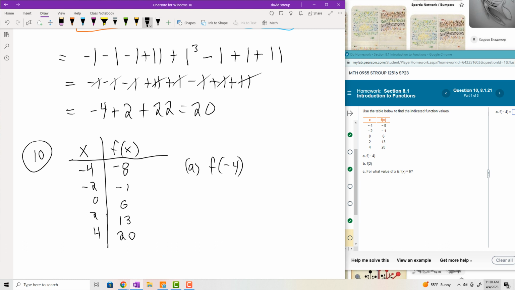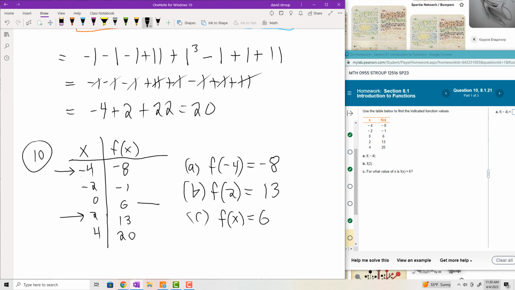So f of negative 4 is from this row here. So the output for negative 4 is negative 8. You just look under the f of x column. Okay. So the output for f of 2 is right here in this row. That will be 13. And then finally, they want to know kind of the reverse question. For what values of x is f of x equal to 6? So you go to the second column where you see 6, and then look at that row. And in this case, the corresponding x value is 0.